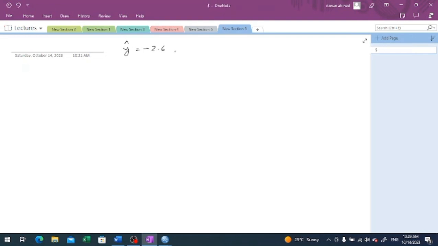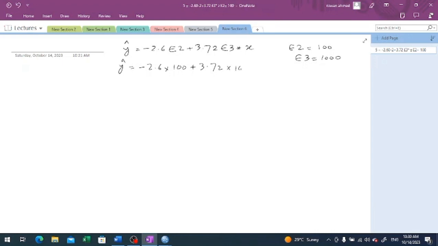This is minus 2.6E2 plus 3.72E3 times X. So in place of E2 we write 100, and in place of E3 we write 1000. So minus 2.6 must be multiplied by 100 and plus 3.72 must be multiplied by 1000, and then times X. It gives us minus 260 plus 3720 times X. Now we can change the variables according to our situation.